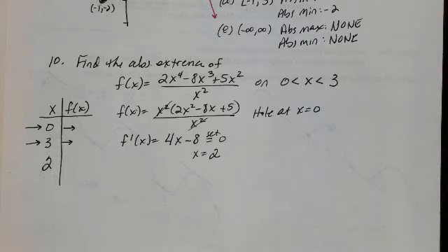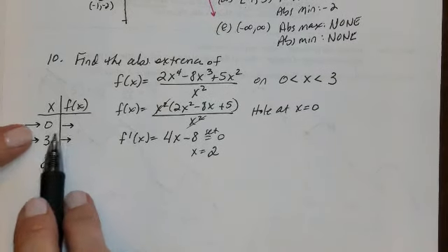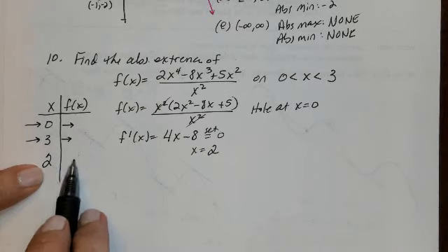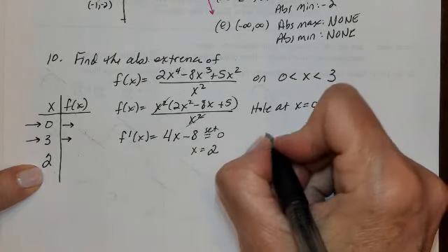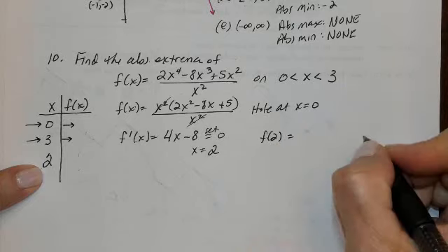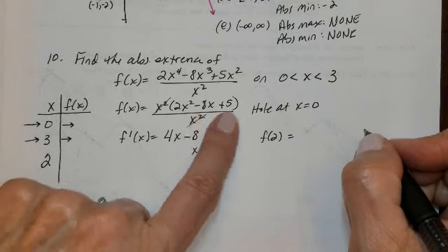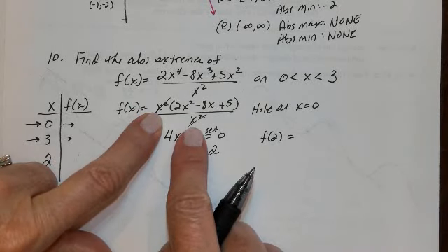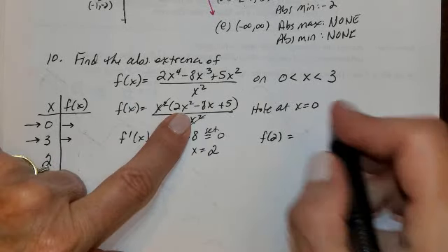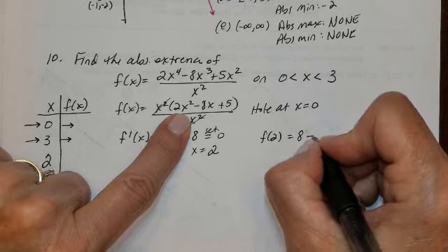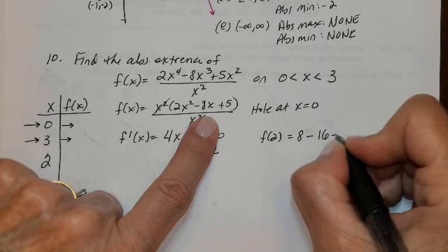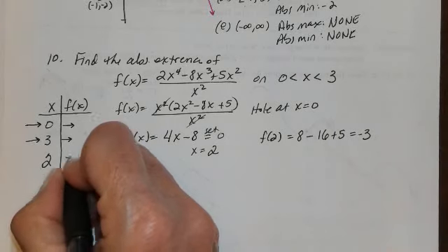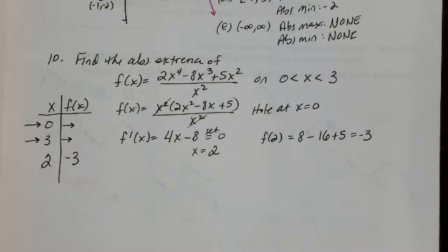All right. Now, I want to fill out the f parts. F of 2, that's going to be easy to do. F of 2 will equal, and here I'm putting it right in here, which I can do because everything else will cancel out. So 2 times 4 minus 8 times 2 plus 5. This is a negative 3, so f of 2 is negative 3.